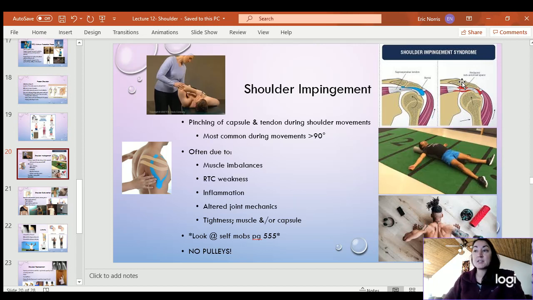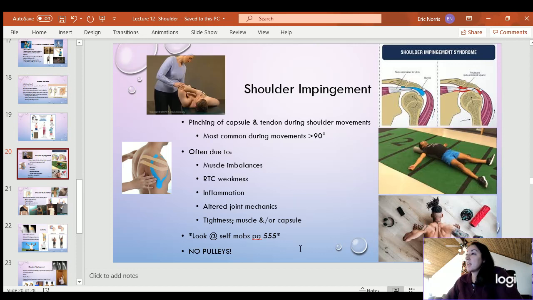Alter joint mechanics, so make sure that you are feeling for tight areas of the capsule. Typically, it's the posterior capsule that is tight, and so doing that posterior joint mobilization to stretch that portion. Even the inferior capsule, if you need to do an inferior glide to stretch the bottom of the capsule and restore those joint movements. For your reference, I would look at page 555 in your mobility book so that you can be aware of the self-mobilizations and stretches that you can do. We can go over some of those in lab as well.